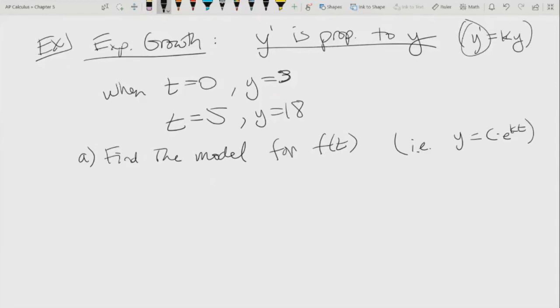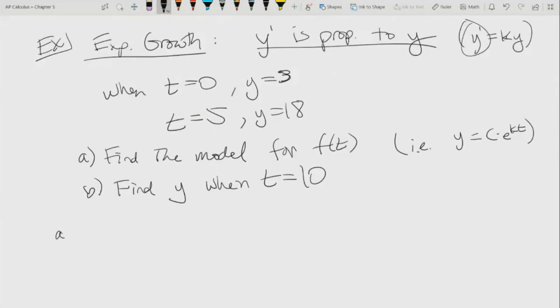Then I also want to find y when t is equal to 10, because right now I wouldn't know what that is. I was given these bits of information up here right off the bat. So what happens at 10? Could I make a prediction there based on our formula? Let's see if we can figure this out.